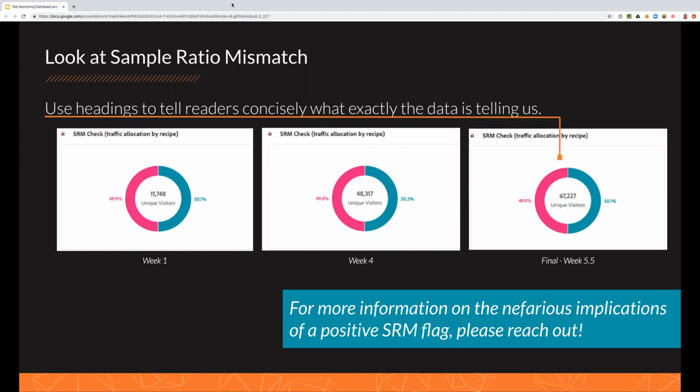and we would have to refield this test. And so, not to get too deep into SRM and why it's so important and whatnot, but it is important to know that you need to be monitoring it, and it should be in a visual that makes it really easy to see what's going on.